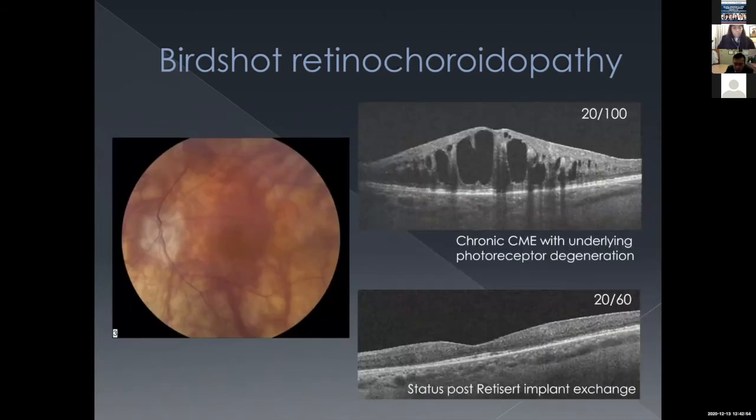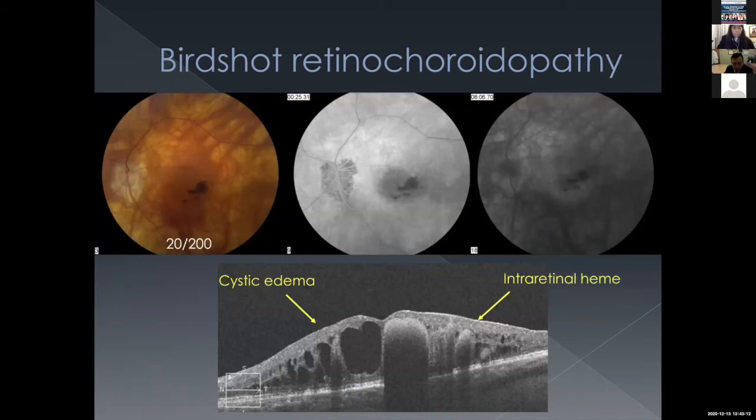These are just some case examples. This is a patient with birdshot with cystoid macular edema and underlying photoreceptor degenerative change who had resolution of his cystoid macular edema after Retisert. I find that Retisert does work well for these individuals, as well as the anti-TNF class of medications. This is an individual who had a less common complication, choroidal neovascularization.